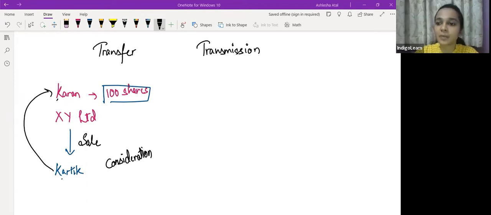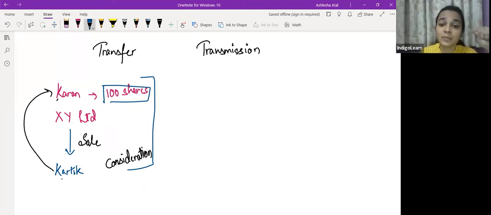So similarly, here also when Karan is selling his shares to Karthik, he will definitely take some amount, and that amount will be called consideration. So this arrangement is called transfer. So when we are talking about transfer, we are referring to a normal sale of shares wherein one person is transferring his shares to some other person.